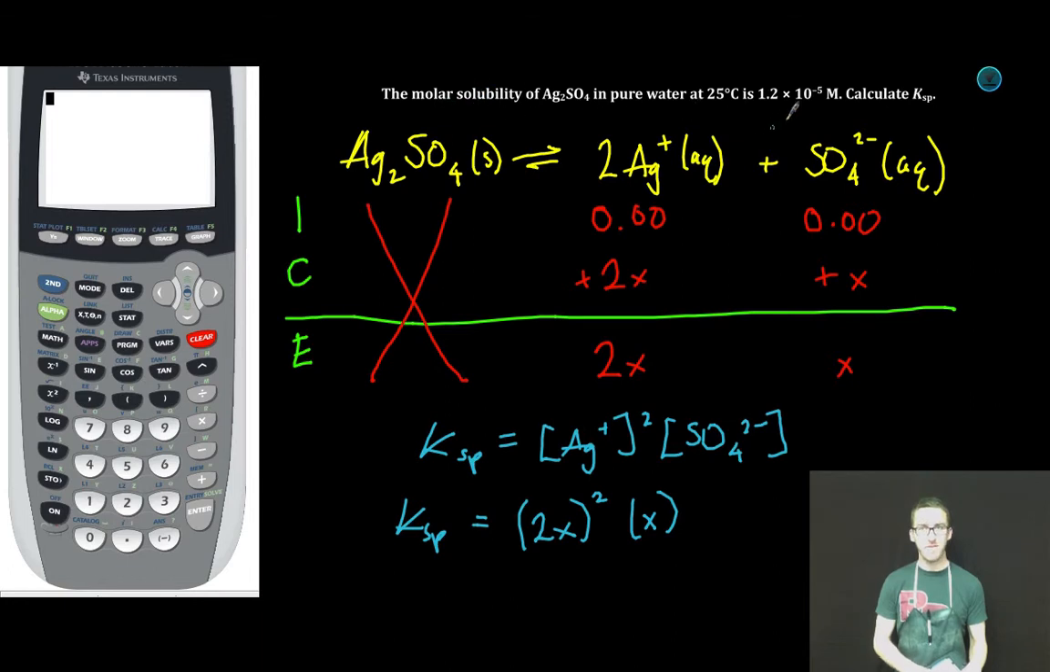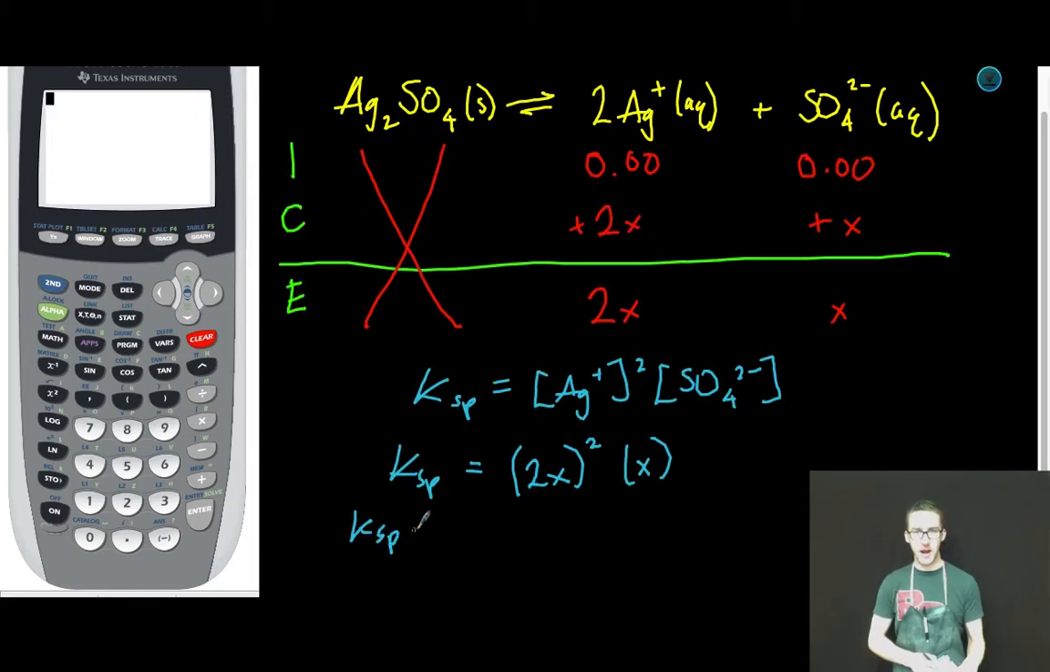Now we're given the value for molar solubility to be 1.2 times 10 to the minus 5 molar. That means at this temperature, we're going to get 1.2 times 10 to the minus 5 moles per liter of this salt to dissolve into its ions. And if I get 1.2 times 10 to the minus 5 moles per liter of this to dissolve, I'm going to form 1.2 times 10 to the minus 5 moles of this per liter, and twice that number of moles per liter of my silver ion.